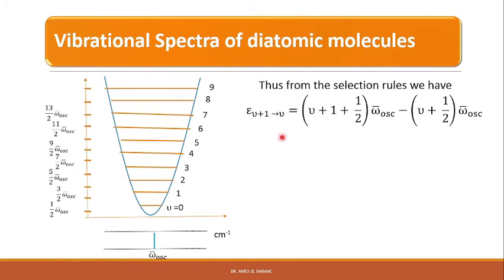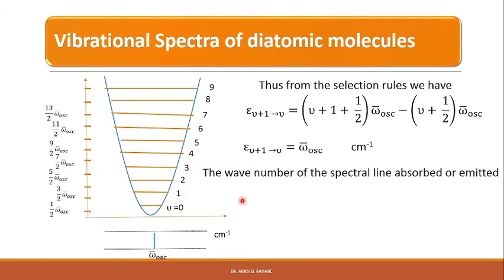So, from selection rules we can write the transition from E nu plus 1 to E nu as nu plus 1 plus half omega bar oscillations minus nu plus half omega bar oscillations, and therefore we get for that transition omega bar oscillations, right. That means the wave number for the spectral lines absorbed or emitted is given by nu bar, which is equal to omega bar oscillations.